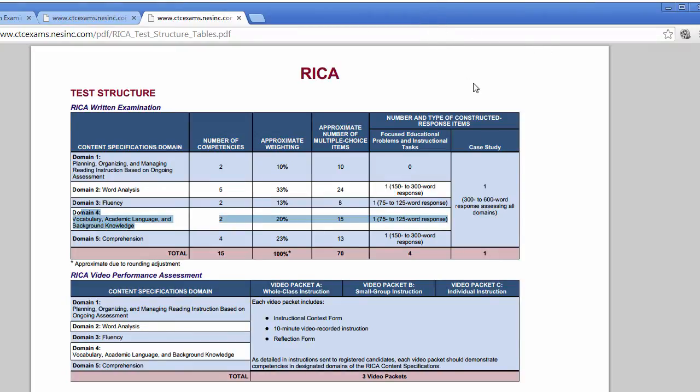The next essay that I'm going to go over will be one of the big ones. I'm going to go over word analysis next, then I'll do comprehension. Last, I'll do the case study.